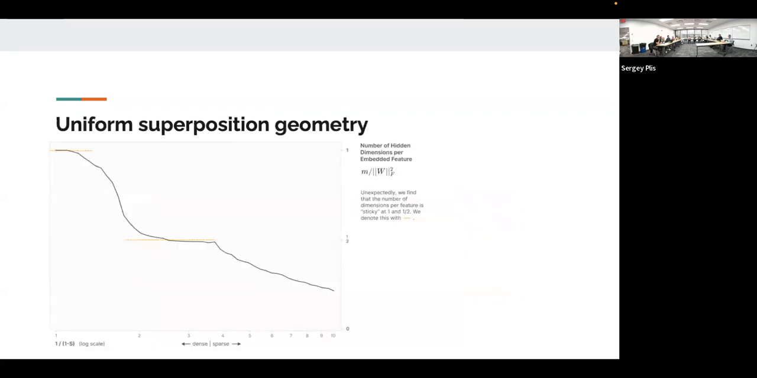So you can look at the geometry of the superpositions.